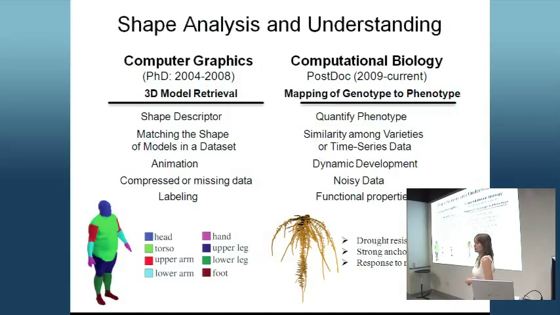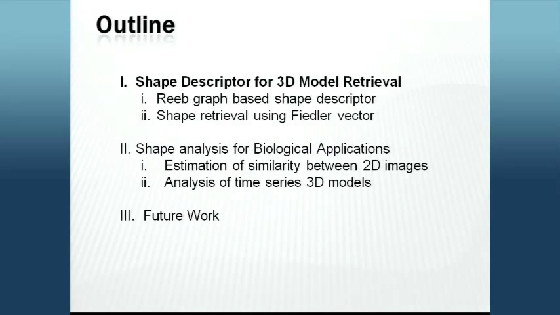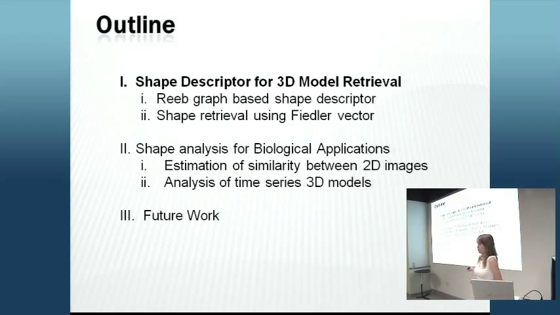For example, if some plant has a particular root, we are interested in understanding whether this plant will be resistant to drought or will be responsive to nutrients, or if it has a strong anchor. So I will present both of the projects during my talk, and I will start with the shape descriptor for 3D model retrieval project, which is my PhD research project.